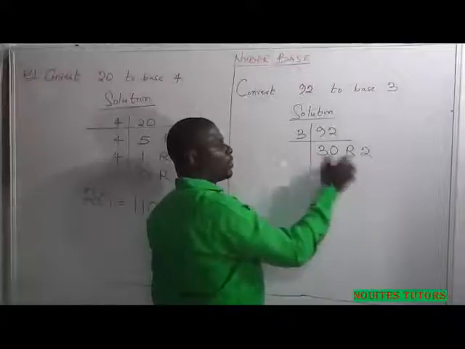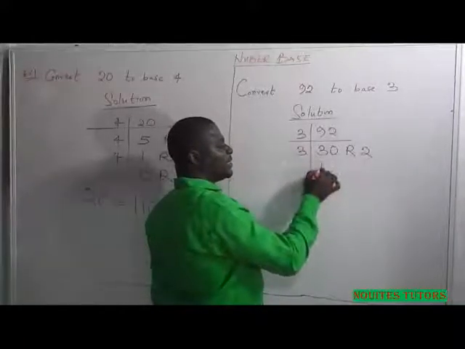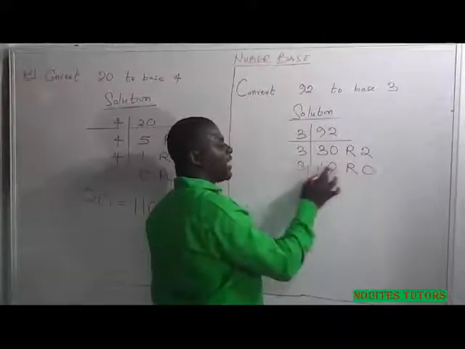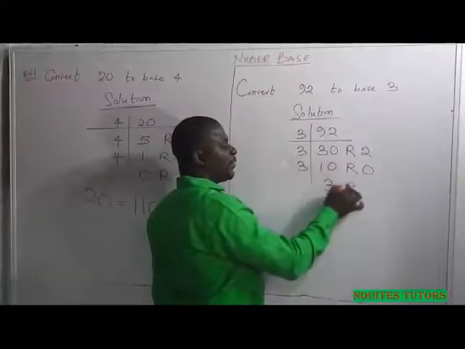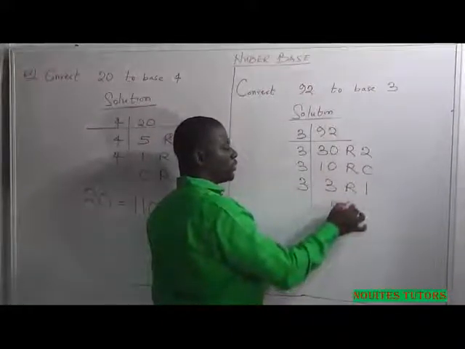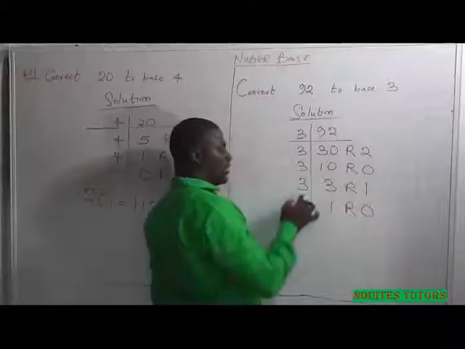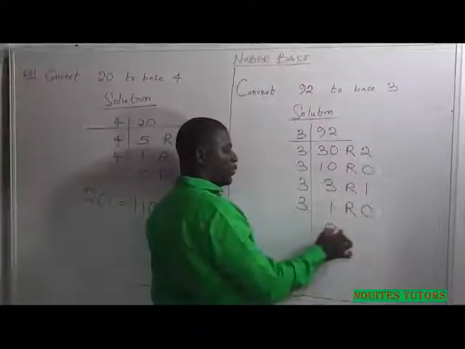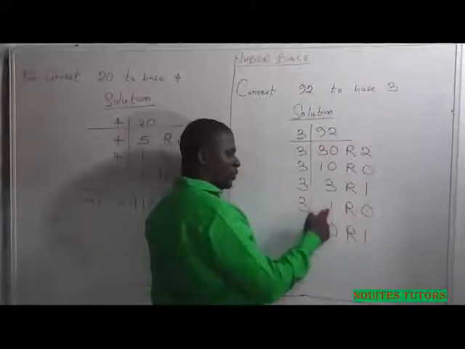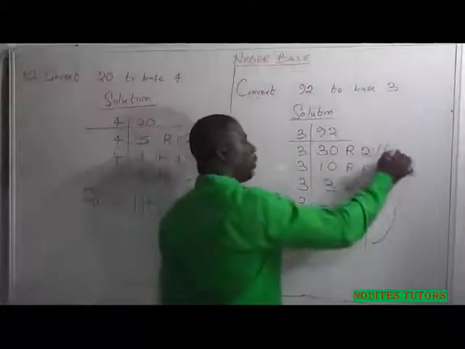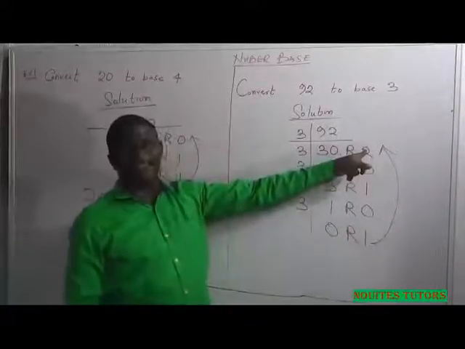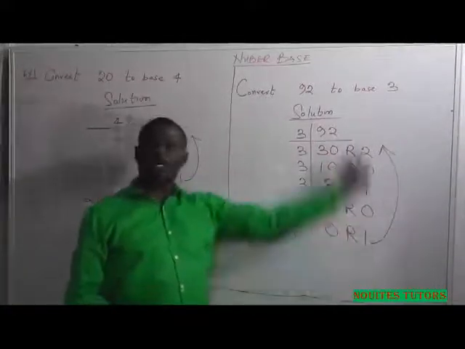Then 3 in 30 is 10, remainder 0. 3 in 10 is 3, remainder 1. Then 3 in 3 is 1, remainder 0. Then 3 in 1 is 0, remainder 1. 3 cannot go in 1, so you will write the 0 and the remaining 1. So you move it up. Always start from down. Always. Don't ever start from the top when you want to write it together.